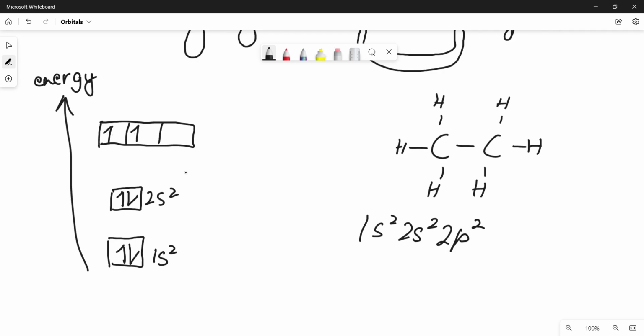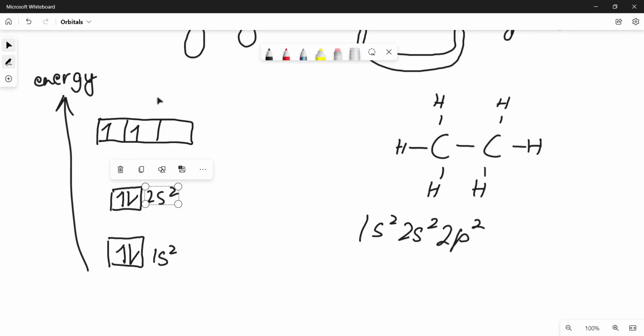So now sigma bonds are formed by hybridized orbitals. We have 4 electrons in the 2 shell. The principal quantum number of 2 has 4 electrons. So you have 2 up here and 2 here. So what they actually do is these 2 combine and they make a hybridized sp3.